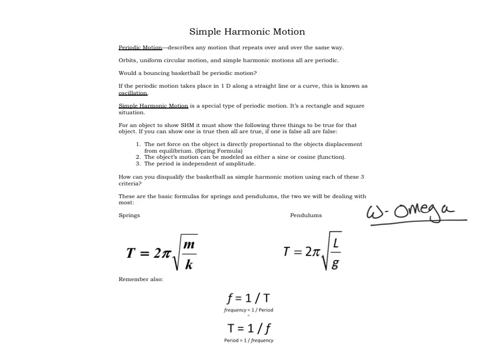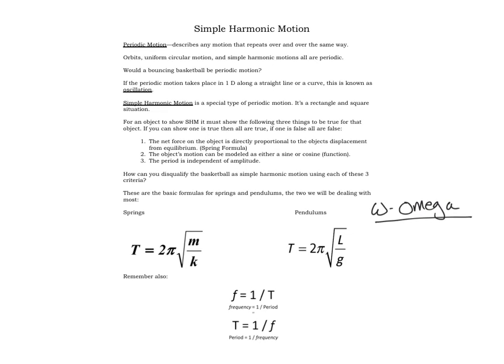These are all periodic. So question, would a bouncing basketball be periodic? And the answer is no. Actually, the answer could be yes, depending on the way you look at it, it's bouncing over and over. But the reason it's no is because it's not doing the same thing over and over.